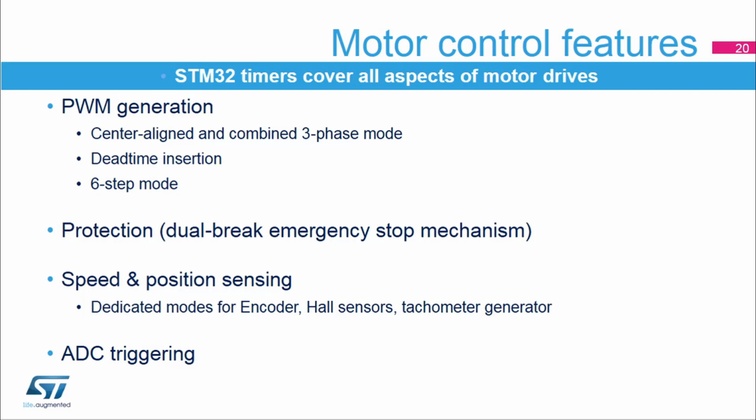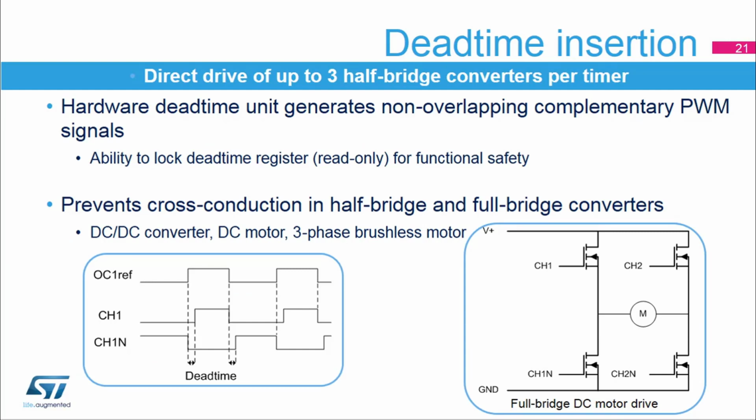Lastly, the timer includes synchronized ADC triggering options necessary to properly manage voltage and current sensing and avoid any acquisition issues due to switching noise in power stages. This slide presents the Deadtime insertion function. A hardware Deadtime generator provides 2 non-overlapping complementary PWMs from a reference PWM signal. The STM32 timers include up to 3 Deadtime generators for OC1, OC2, and OC3 channels.